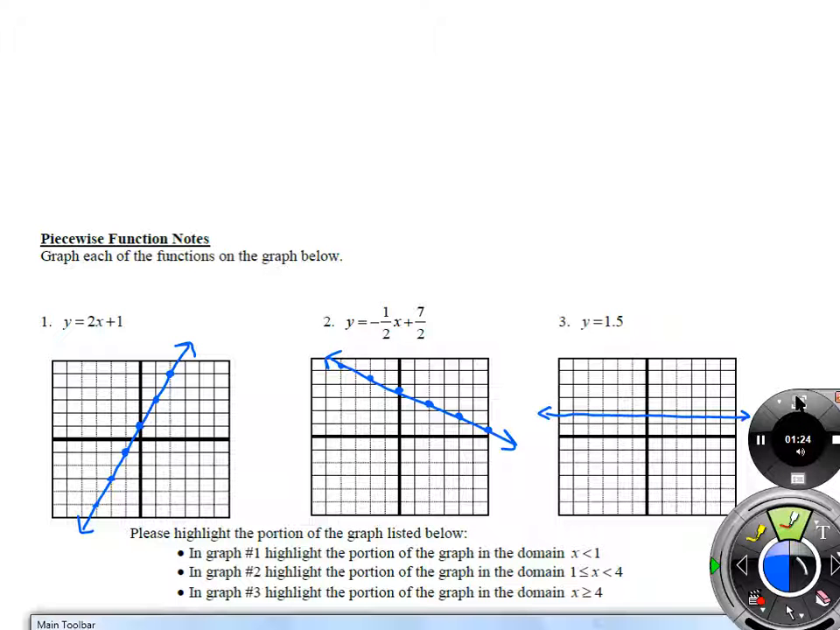On graph number 2, I want you to highlight the portion of the graph, the line that you've graphed, that is in the domain where 1 is less than or equal to x is less than 4. So again, this line would have a domain of all real numbers. I only want you to highlight the portion of the line that falls in this domain. Okay? Same thing for graph number 3, but highlight the part where the domain is x is greater than or equal to 4. Okay? Talk with the people in your group so you guys can figure it out together. We'll go over it. Just do the line to the graph. You're highlighting on the line.